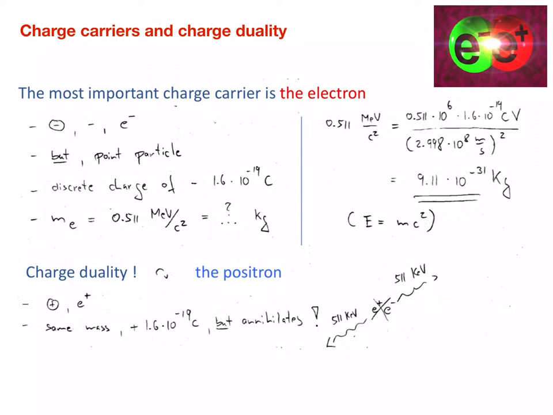E equals mc squared. In SI units, the mass of the electron is 9.11 times 10 to the minus 31 kilograms. An important feature of nature is electric charge duality. The electron thus has an equivalent positively charged particle, the positron. We might indicate a positron as a circle with a plus sign inside, or simply as e superscript plus. The positron has exactly the same mass as the electron and the same magnitude of charge of 1.6 times 10 to the minus 19 coulomb, however positive.